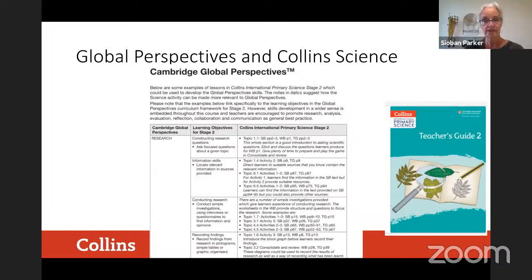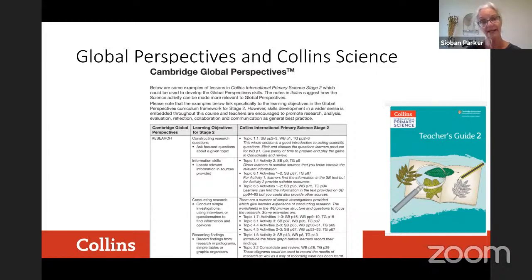The resources from Collins support global perspectives by including activities which develop and apply the skills. But note that the content is not intended to correlate directly with global perspectives topics, in terms of the challenges from global perspectives, but it rather encourages the practice and development of global perspectives to support you in integrating and embedding GP across the curriculum.